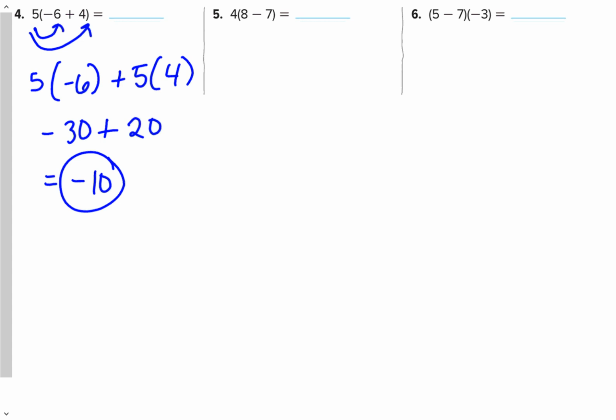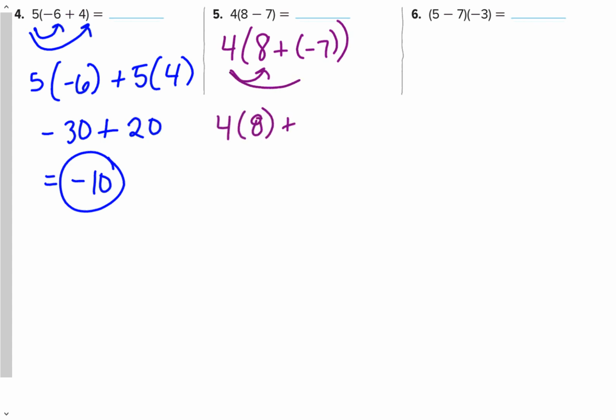Alrighty. Next one. Again, I like to change my subtraction sentence into addition, just to make sure that I don't confuse any signs or operations. So I'm going to multiply 4 times 8. Operation is plus. And then 4 times negative 7. So that's going to equal 4 times 8 is 32, plus 4 times negative 7 equals negative 28. That equals positive 4.